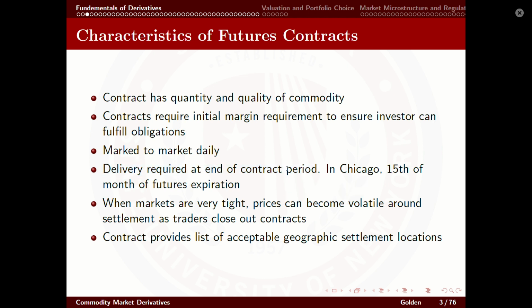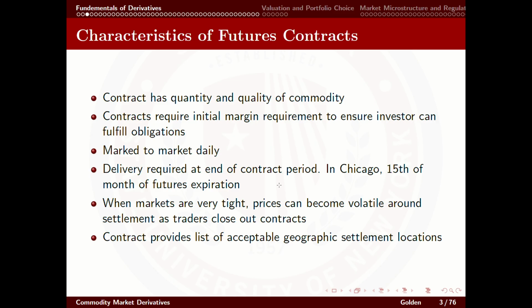You're expected to have a delivery at the end of the contract period. In Chicago, this is usually the 15th of the month for futures expiration, though this can vary by the type of market. When markets are very tight, prices can become volatile around settlement as traders close out contracts.